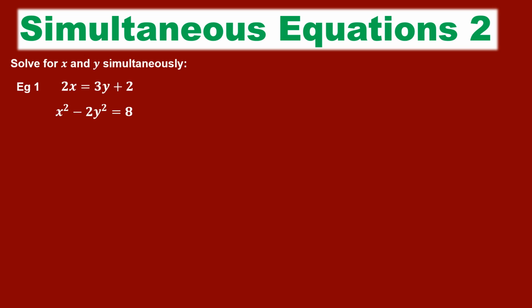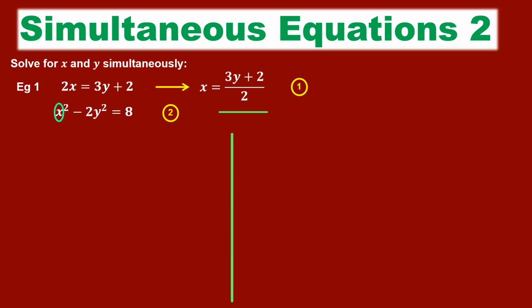So if I take this one, I can divide the first equation by 2. And then I end up with x is equal to 3y plus 2, all divided by 2. So unfortunately we have a fraction. If we try to get y on its own, everything would divide by 3, we'd still have a fraction. So we actually don't have options at this stage. So we've got equation 1 and we've got equation 2. And exactly the same process as yesterday, we're going to substitute equation 1 into equation 2.